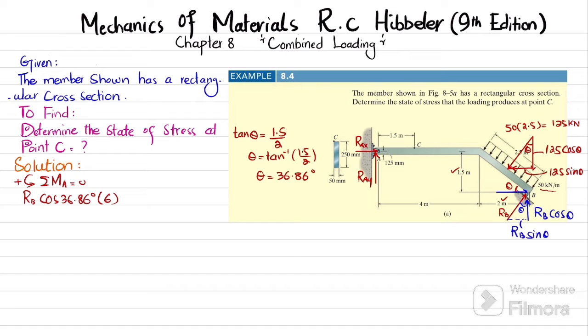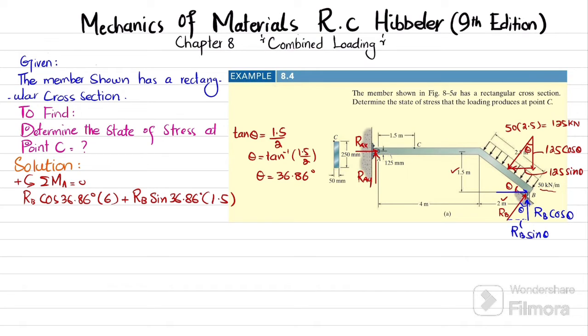The second moment is produced due to this force, which you can see will be RB into sine of 36.86 with perpendicular distance 1.5. This is also producing counterclockwise moment, so it will be positive. So I can write RB into sine of 36.86 degree multiplied by 1.5.